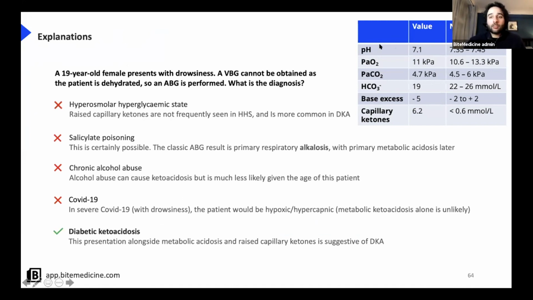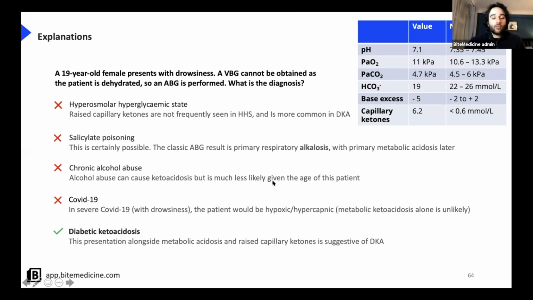You've got acidosis, so the pH is low, acidemic. You've got a PaO2 which is normal, a PaCO2 which is normal, but the bicarbonate and base excess are both low. So you've got a metabolic acidosis. You've also done a capillary ketone test, which is raised, very, very suggestive in combination with the history of a diabetic ketoacidosis. And the other ones are incorrect for the reasons described here.